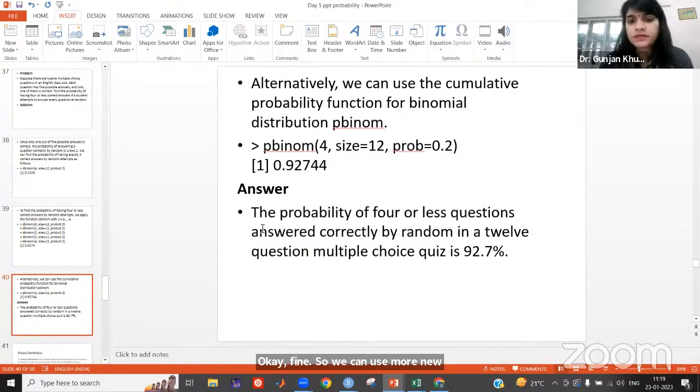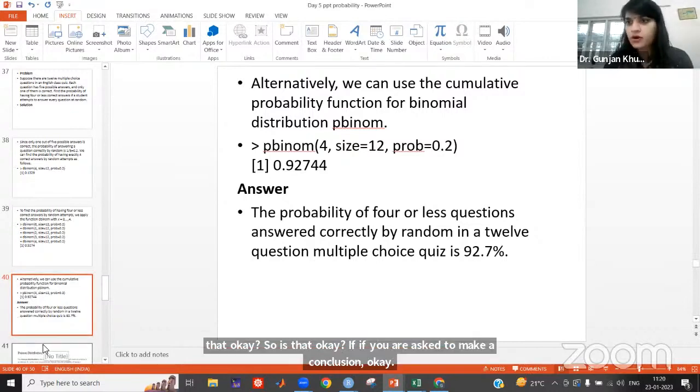Now we generally make a conclusion also. So what we can infer from this is that the probability of 4 or less questions answered correctly by random guessing in a 12-question multiple choice test is 92.7%. Is that okay? So if you are asked to make a conclusion, okay?